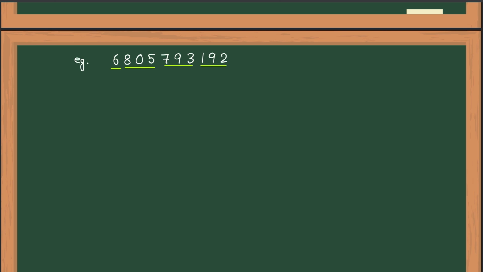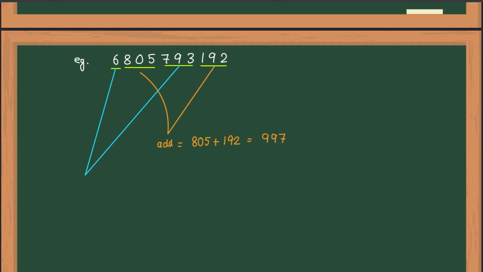Now what to do? Add the first triplet not with the second one, but with the next alternate one. That is this one. So I am adding them up. On adding up, we are getting 805 plus 192. So the sum over here is 997. What to do? Add the leftover triplet, that is 793, and this 6 along with it. So on adding up, we are getting 6 plus 793, which is simply 799.